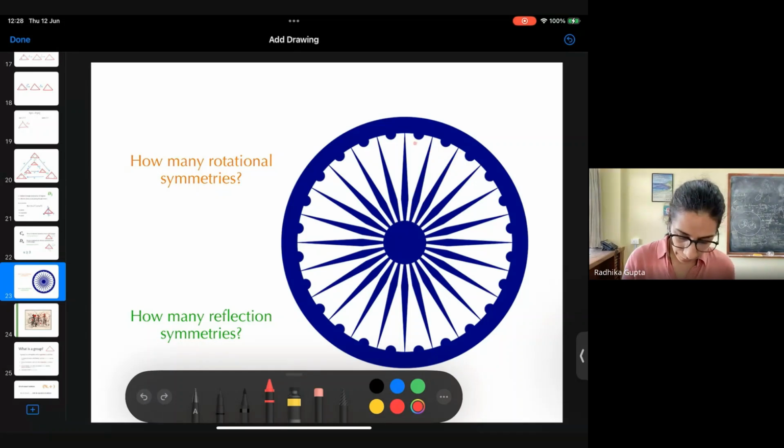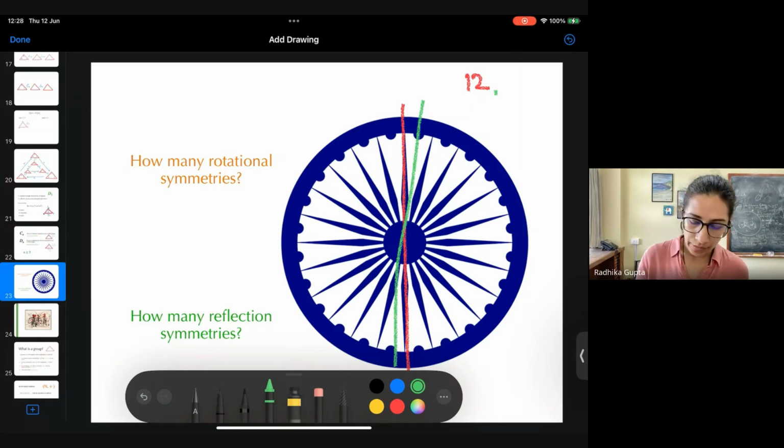So I can reflect about this line. And then how many such lines are there? There are 12 such lines, right? Because there are 24 spokes. So there's 12 such lines, but I can also reflect between the spokes, like someone said on the chart, and that gives me another 12. So it is 24.